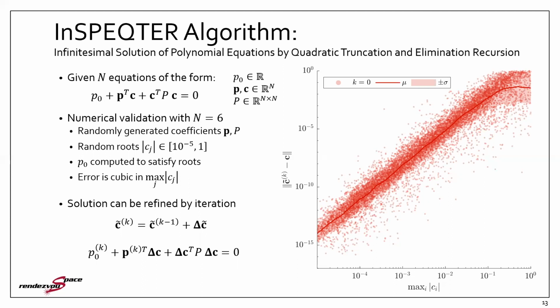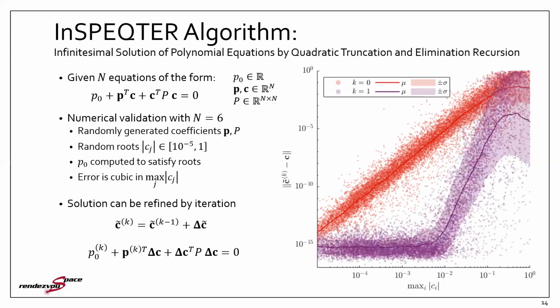Now, as expected, solutions with roots close to unity are poorly estimated, but in the range representative of ROE in practical mission scenarios, the solution estimate is much more accurate. And we can actually refine the solution estimate by iteratively modifying the system of equations to solve for the error in the previous estimate. So here I show the results after one iteration.